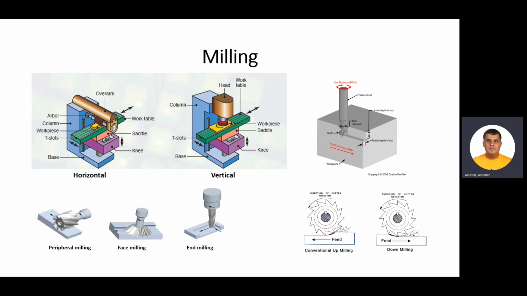Here we see in the upper left picture the different mechanisms of applying the milling. You have the horizontal and the vertical. You can see we also call it the peripheral, the horizontal, the vertical, the face milling. You can see how the cutting is done on the machine and the parts of the machine: the base, the knee, the saddle, the work table, the overarm or the head.